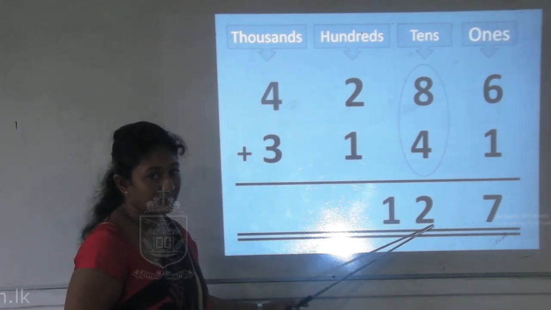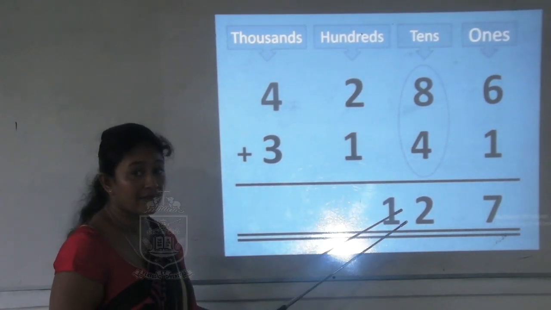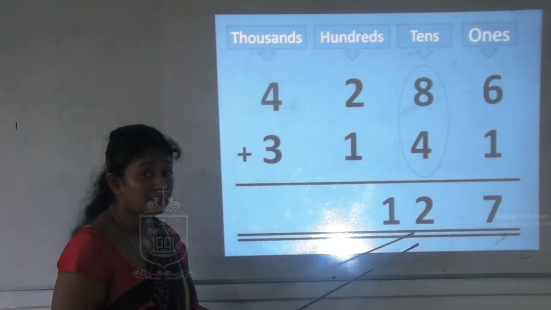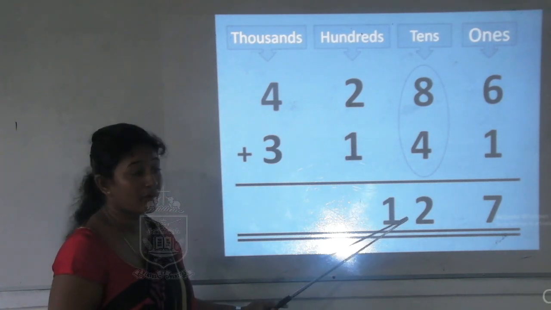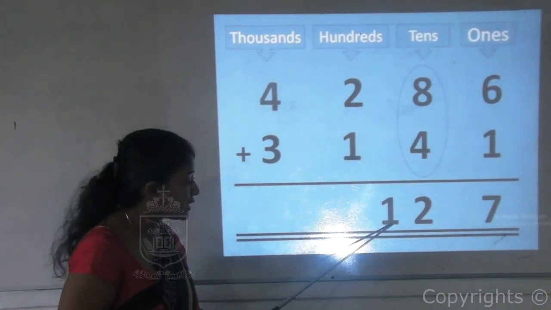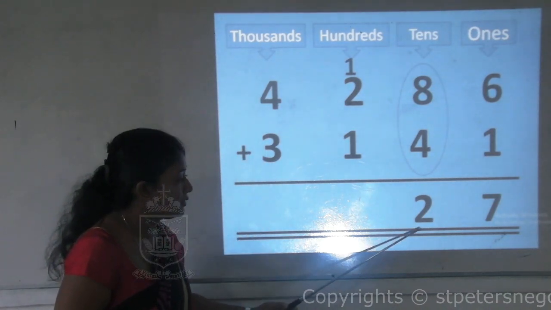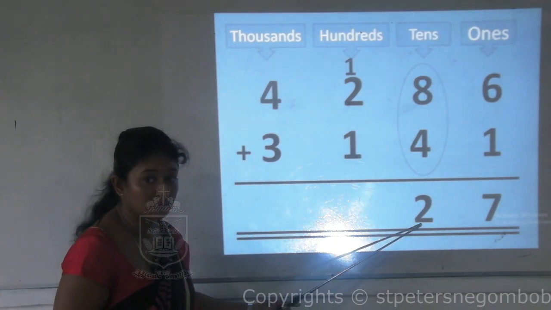120. 12 tens means 120. So, there's 100. You can't keep 100 in the tens place. You have to carry 100 into the hundreds place. So I'm going to take this one to the hundreds place. And then you can keep only number 2.